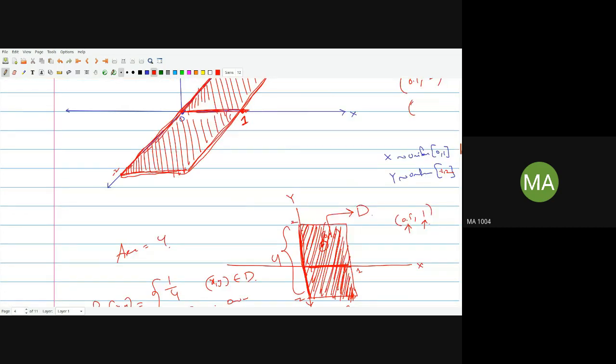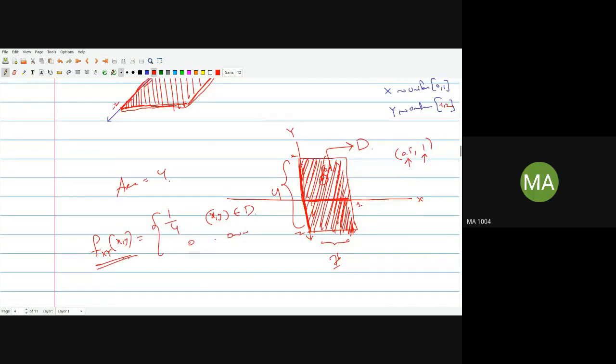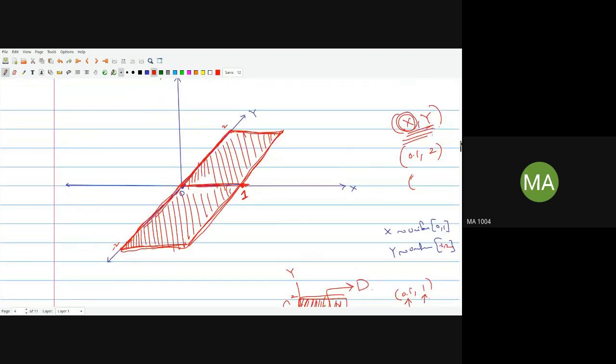Now you see this particular fxy of x comma y, let's suppose this is the z, third axis. So this value z takes 1 by 4 in this rectangular region, and 0 otherwise. So if I have to plot that in this dimension, I say this is 1 by 4.